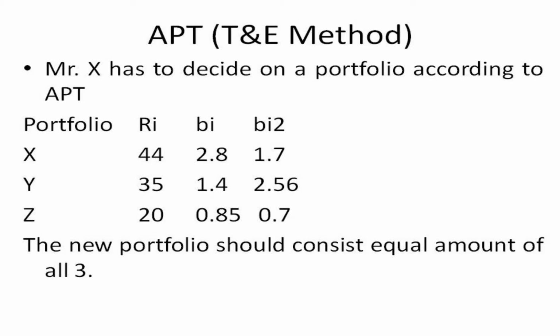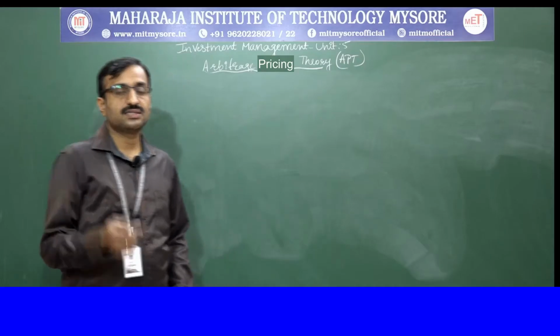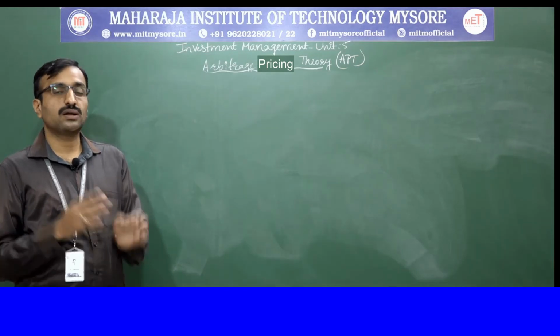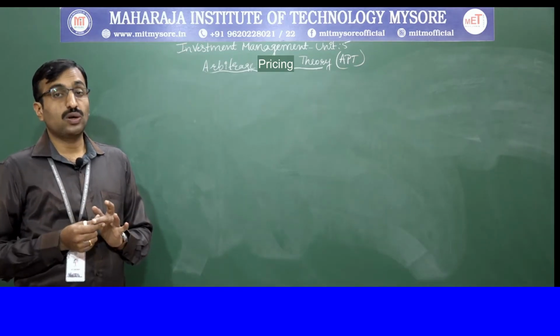The new portfolio should consist of equal amount of all three. Okay. So, based on this information you have to find out lambda 2, lambda 1 and lambda 0. Okay. This is a trial and error method. This is also called finding the missing figure. So, here we use the tool called lambda.